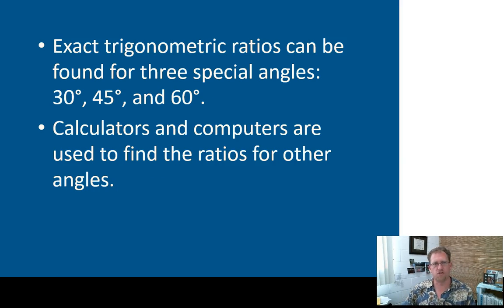Exact trigonometric ratios you can find for 30, 60, and 45 degree angles. We did that in the last lecture. But for anything else, back in the day when I was a kid, we had to use tables. But now we get to use calculators, and that's awesome. So I'm going to model that for you here, and hopefully we'll figure this out together. Calculators and computers are used to find the ratios for other angles, and it's super simple, not a big deal at all.